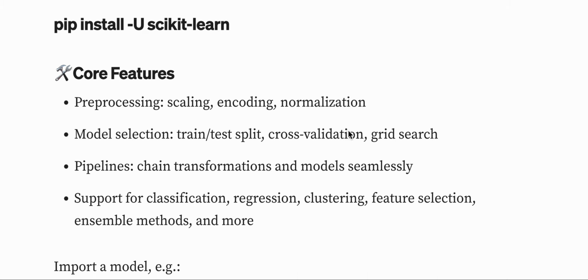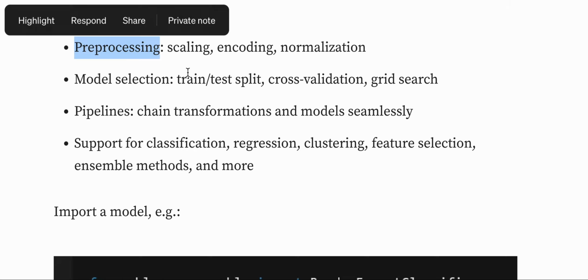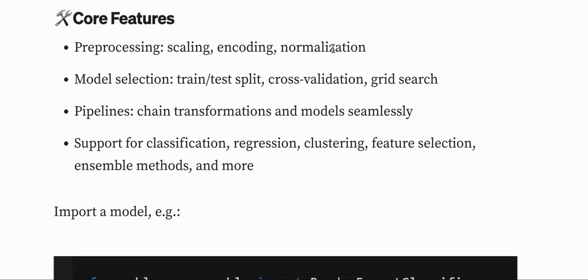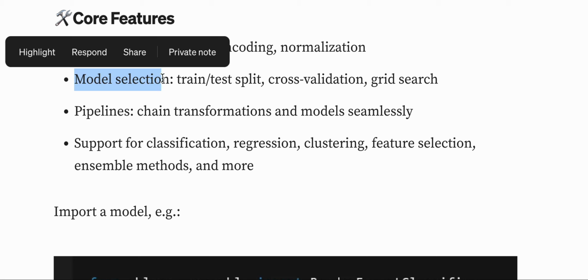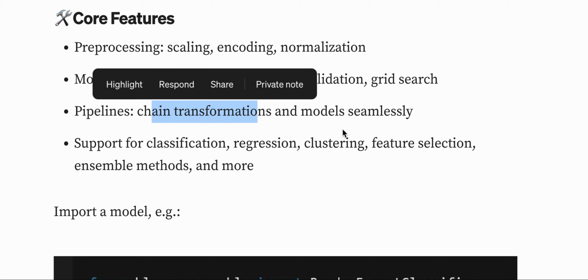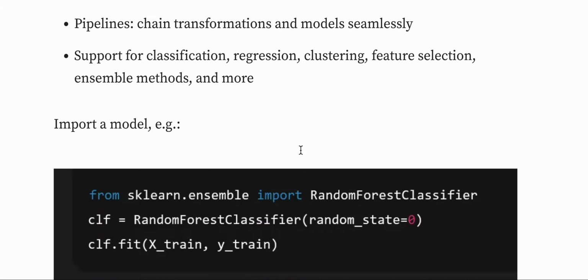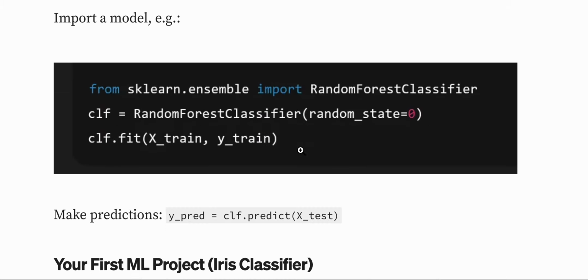Nice. So what are its core features? Its core features are pre-processing, like scaling, encoding and normalization, and model selection, like train test split, cross validation, grid search and all those stuff. It has pipelines, for example we can chain transformations, and it supports classification, regression and clustering, which we have just seen.